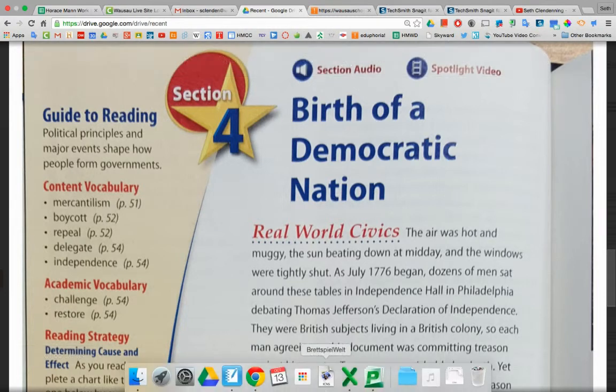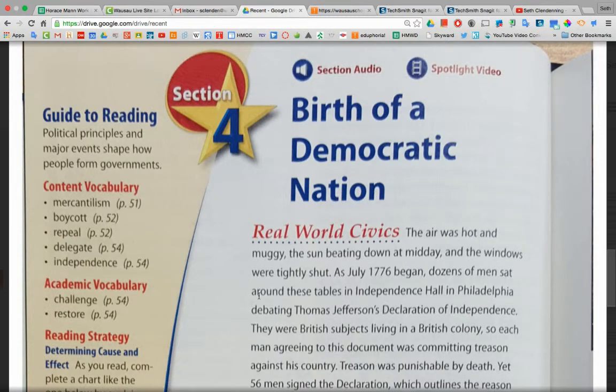Birth of a Democratic Nation. Guide to reading. Main idea. Political principles and major events shape how people form governments.